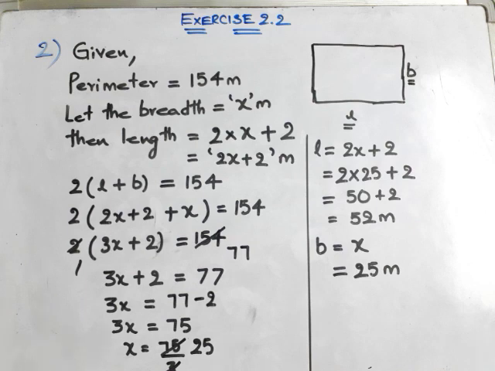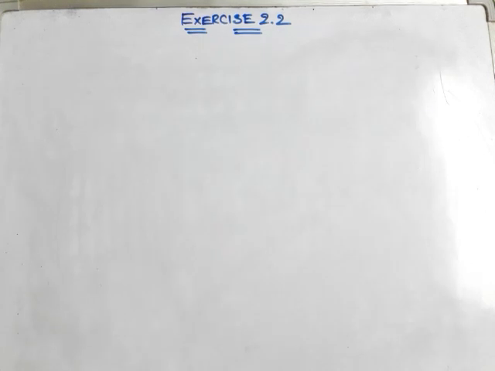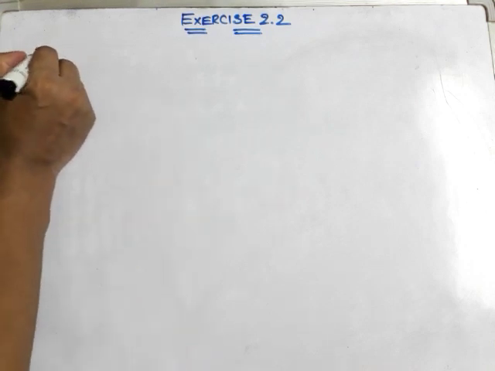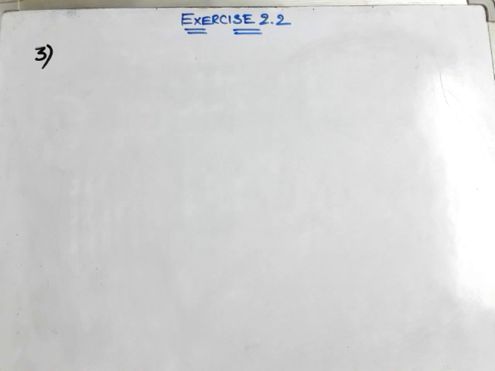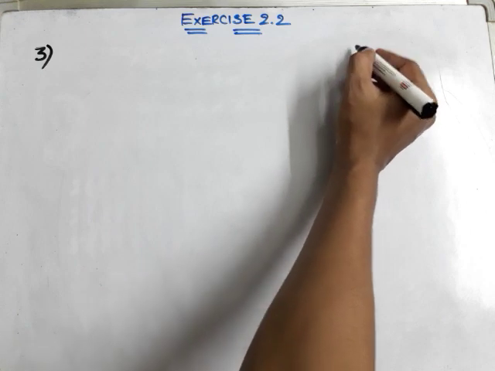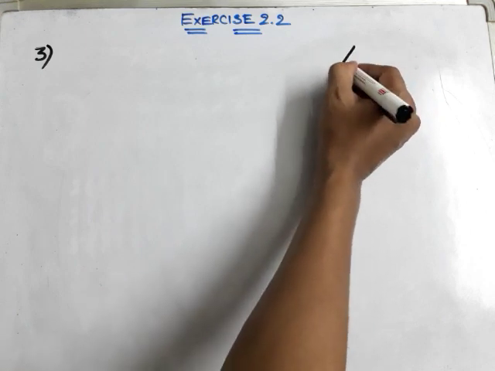Okay, so I'm moving to the third one. Okay, now the third one. The base of an isosceles triangle. As you know, for an isosceles triangle, two sides will be equal.